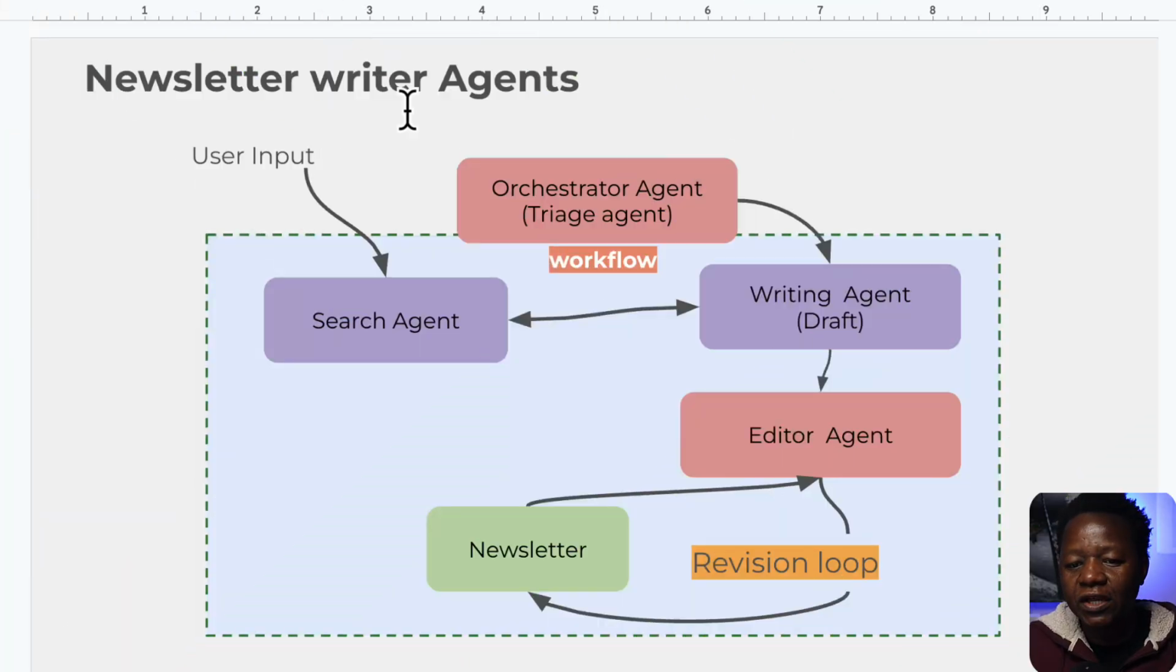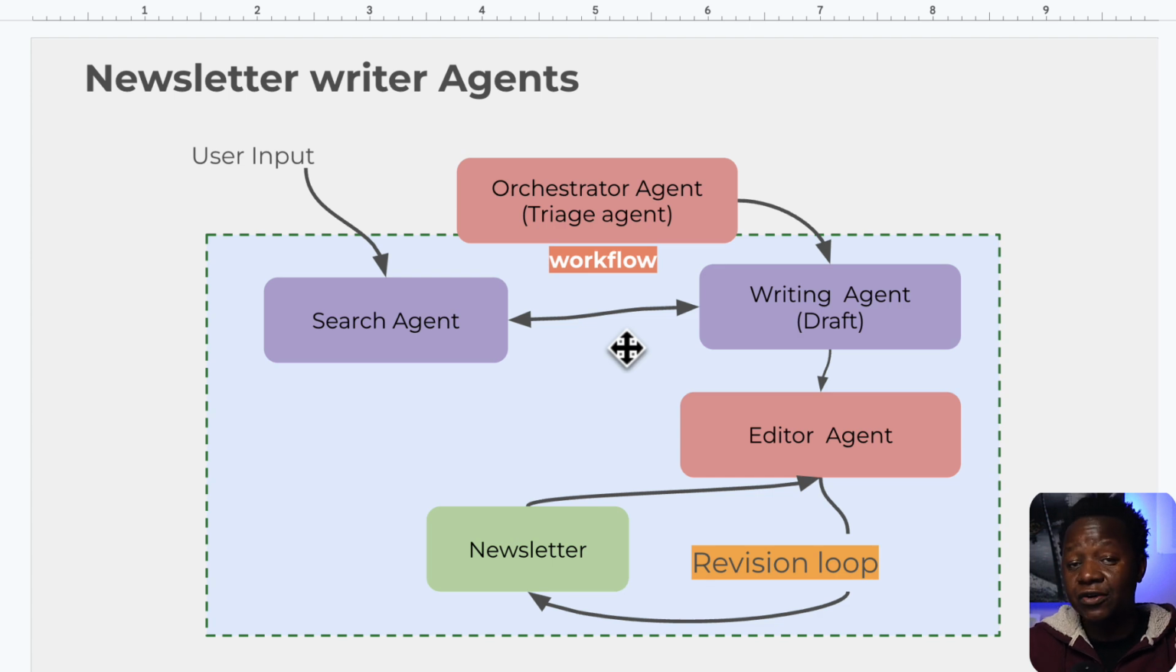Okay, now let's go ahead and do something really fun here. What we're going to be doing is creating these newsletter writer agents. So the idea is very simple. We're going to have this orchestrator agent, which is going to be the triage agent, essentially, who's going to orchestrate everything. The idea is that we're going to pass in some sort of an input to say we want AI news of some sort, and that will go through the search agent. So between the search agent and the writing agent, they're going to be working together.